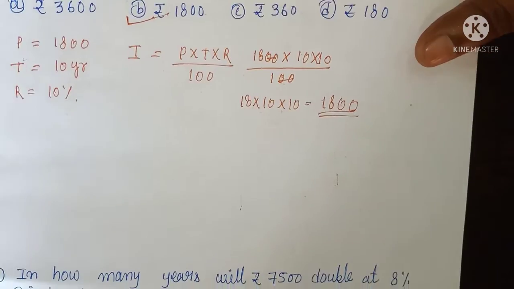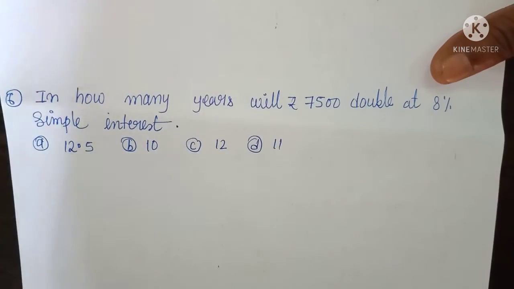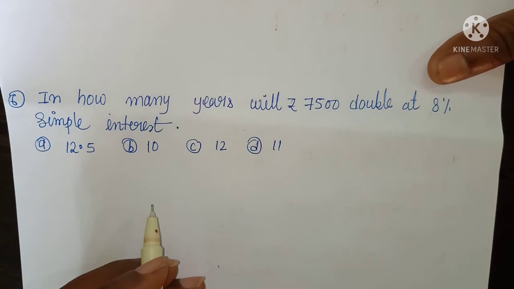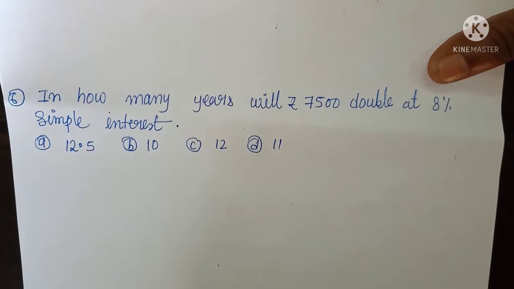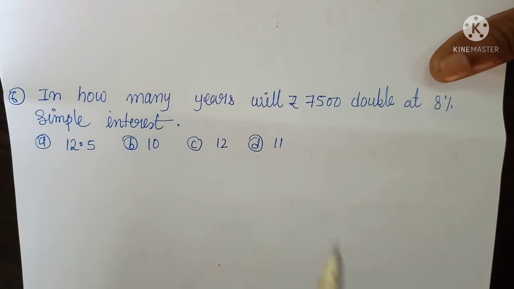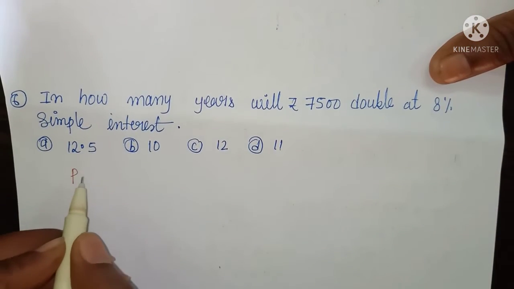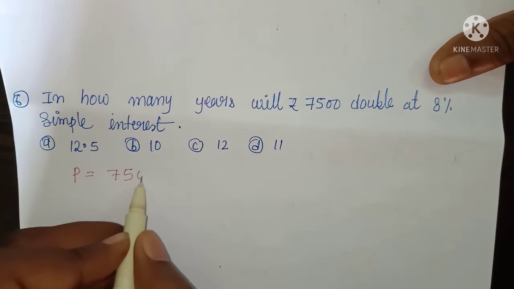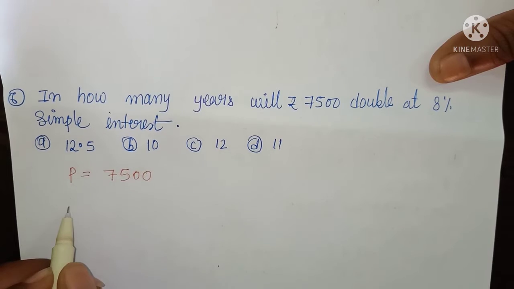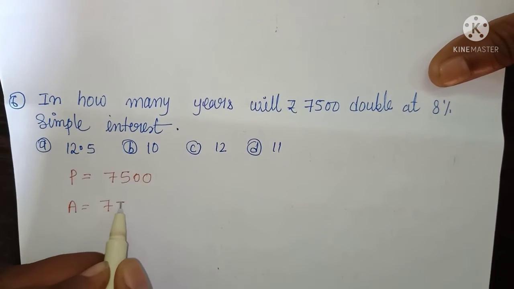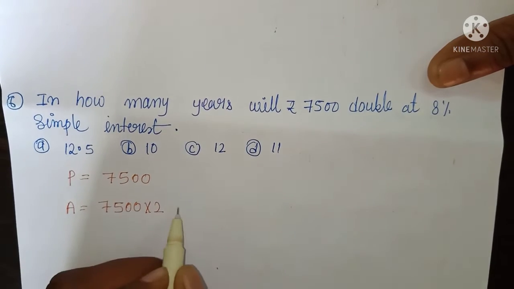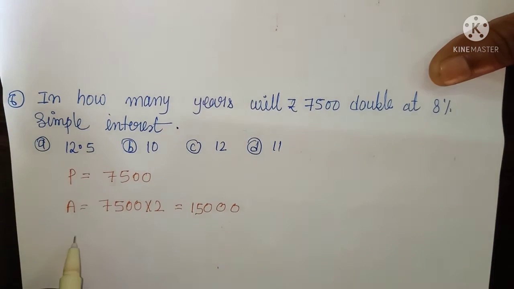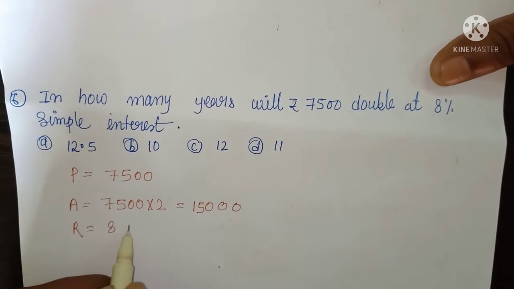Now question number 6. In how many years will 7500 double at the rate of 8% simple interest? It means in how many years will 7500 double? Principal is given, 7500. It becomes double, it means the amount becomes double. Then 7500 multiplied by 2 becomes 15,000. And the rate is also given, 8%.